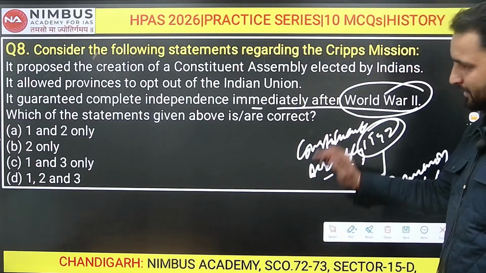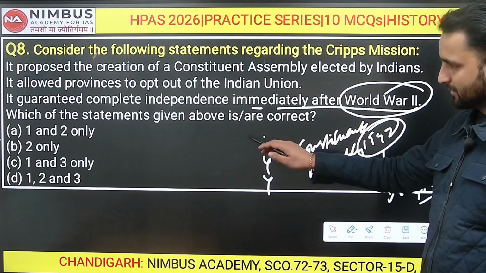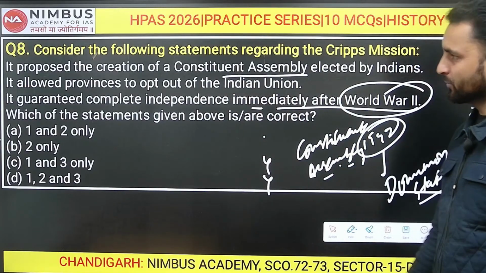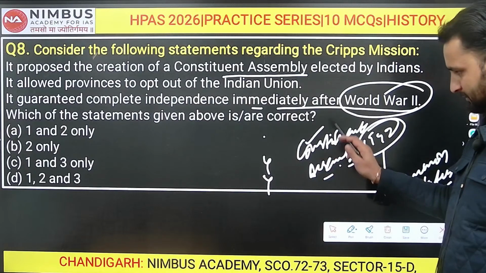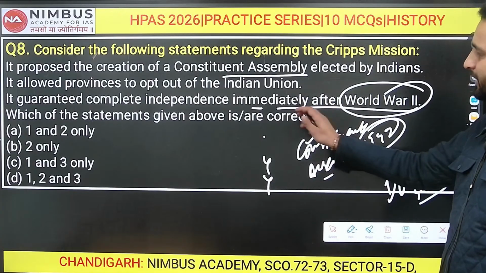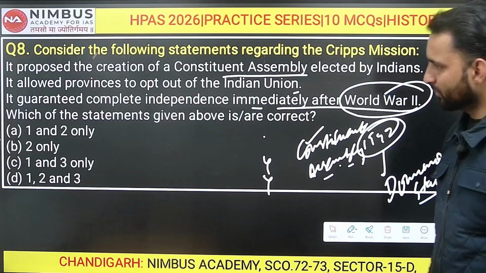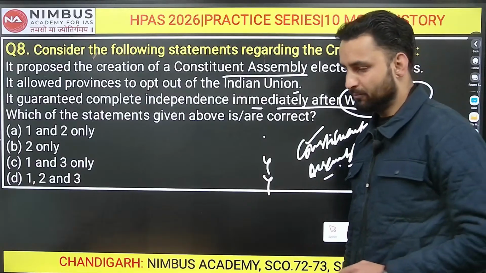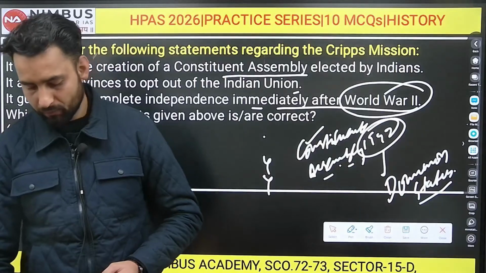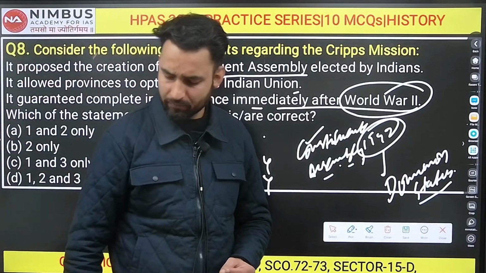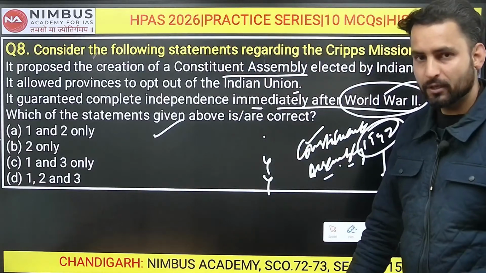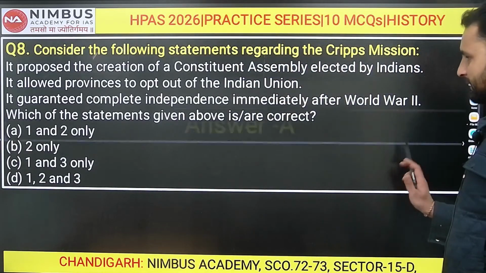So if we eliminate the third statement, there are still 2 statements there. It proposed the creation of a constituent assembly, that I have already told you. So statement number 1 is also there, and the second statement is already there in the option. It allowed provinces to opt out of the Indian Union. Provinces were given the option to not be part of the Indian Union as well. So 2 statements of this question are absolutely correct. Arjun has given B as the right answer. B is not the right answer. It is 1 and 2 only. Option number A, 1 and 2 only.